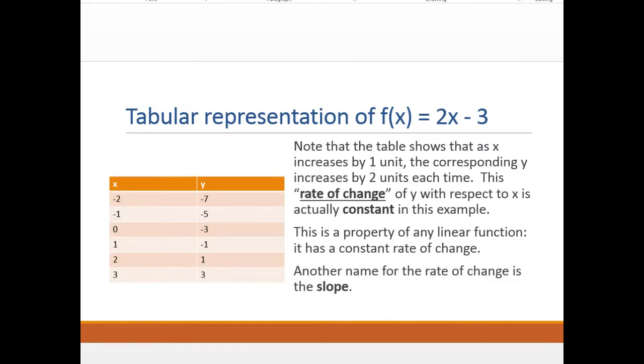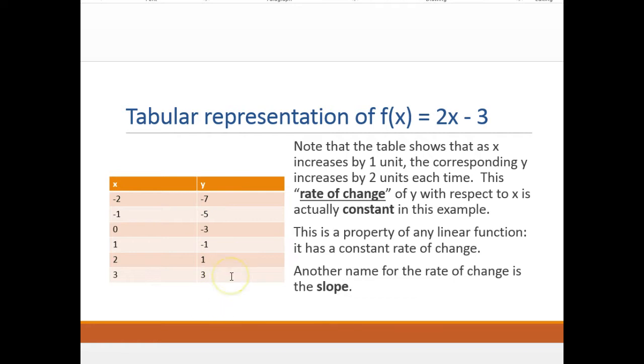Now, if we were looking at a tabular representation, or a table, of this function, f of x equals 2x minus 3, here I just picked the x values of negative 2, negative 1, 0, 1, 2, and 3, and I plugged those into this function and got out the corresponding y values: negative 7, negative 5, negative 3, negative 1, 1, and 3. Please note that as x increases by 1 over here, from negative 2 to negative 1 is 1, from negative 1 to 0 is 1. Please note also that your y values increase by 2 each time.